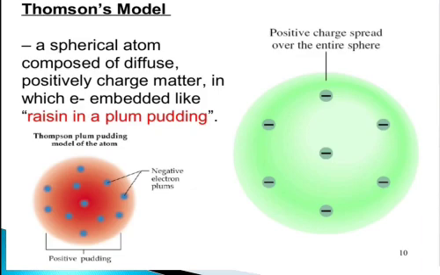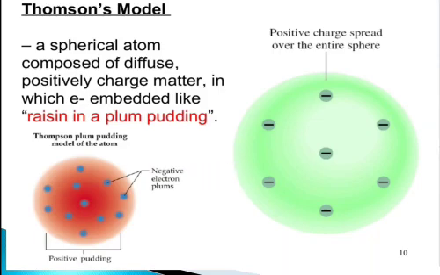Okay, now building on the work of Dalton, Thomson proposed his model. According to the Thomson model, the atom is a spherical structure composed of diffuse positively charged matter in which electrons are embedded like raisins in a plum pudding. This model resembles a piece of watermelon. The red part of the watermelon shows the positive part, and the black seeds are embedded like electrons.